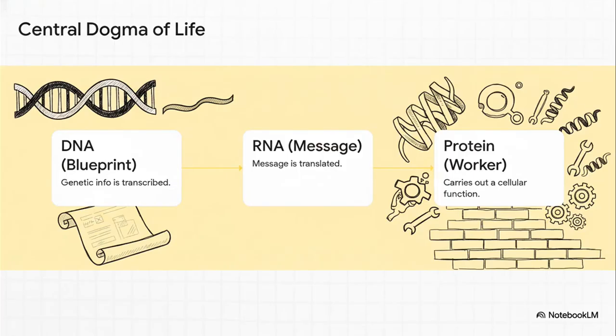And this whole process creates the fundamental information flow of all of biology. It's so important, it's called the central dogma. Information flows from DNA to RNA to protein. The permanent blueprint in DNA is transcribed into a temporary RNA message. That message is then translated to build a specific protein. And then that protein goes off and does its job. That is how the blueprint becomes the actual building.